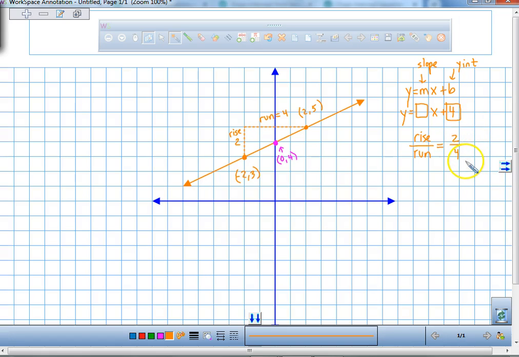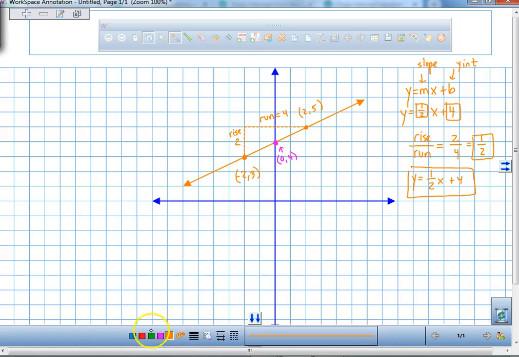Now, sometimes when you interpret slope, it's not going to be simplified. Is this fraction simplified? No. So what would be the simplified fraction? 1/2. So 1 over 2. So we'd have to put in the box 1 over 2. If we put 2 over 4, will they count that correct? No, because they want the simplified form. So the actual answer is y equals 1/2 x plus 4. And that would be your answer.